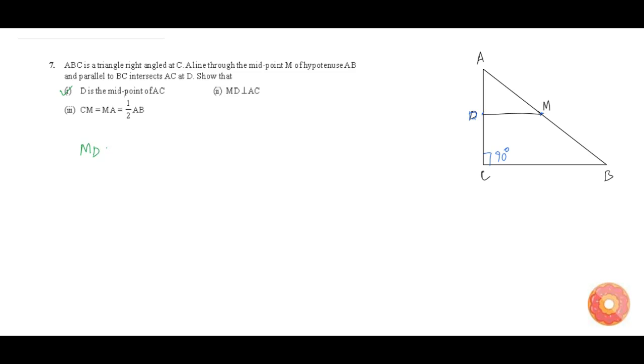Now what are the things we know from this question? We know MD is parallel to BC, and we also know that M is midpoint of AB. From one of the theorems, we are clear that D should be midpoint of the corresponding side, which means D is midpoint of AC. Now this is our observation, which means AD is equal to DC.